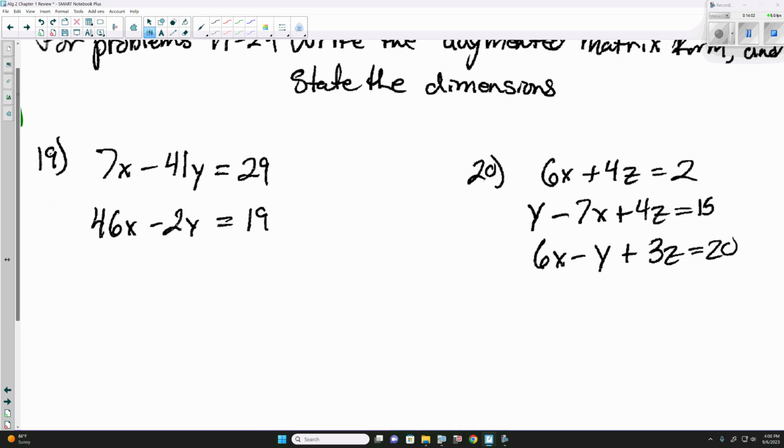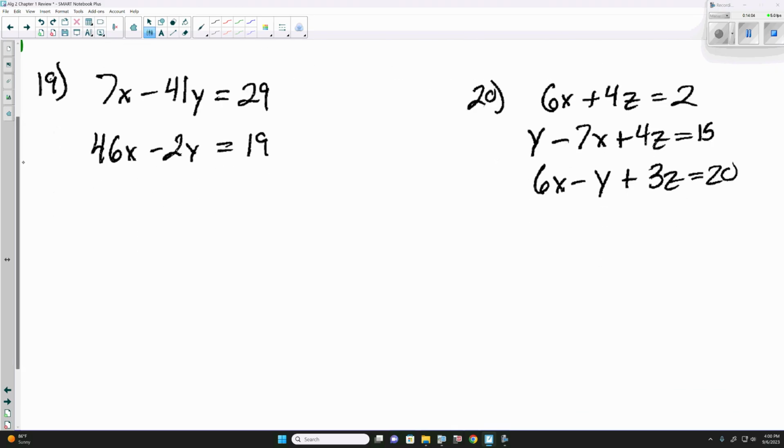Now 19 through 24, we want to write the augmented matrix and state the dimensions. So the augmented matrix is essentially what we were doing before we plugged them into the calculator, and for these here. Now with writing the augmented matrix, we need to make sure the variables are in order and all are listed. For 19, both equations do have x first, y second, and then the number without a variable, our constant term, is on the other side. So for the first row, we would have 7, -41, 29. The second row, we'd have 46, -2, and 19.